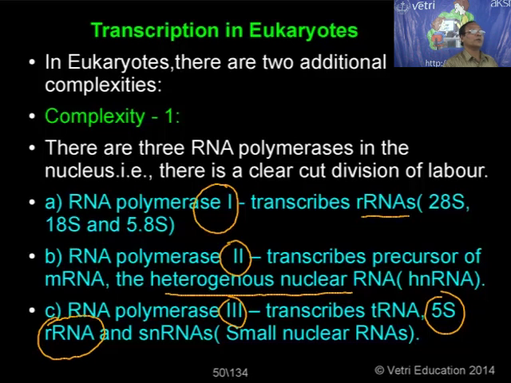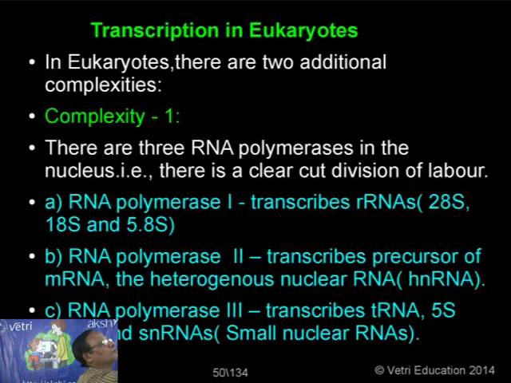The first formed primary transcript of messenger RNA, as it contains both exon and intron sequences, is also called heterogeneous nuclear RNA before being processed. So this is the first complexity: a clear-cut division of labor, where three different RNA polymerases transcribe three different RNAs, unlike prokaryotic cells, where only one RNA polymerase is responsible for transcribing all three types of RNAs.